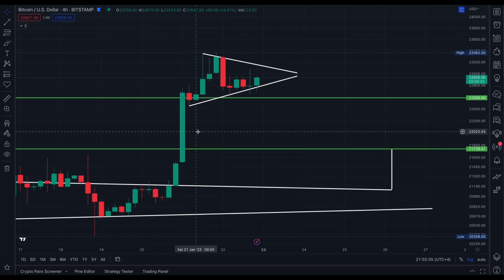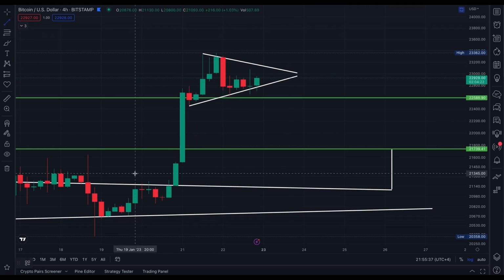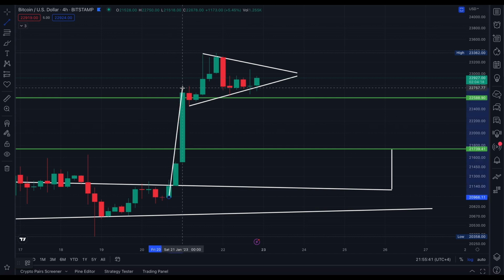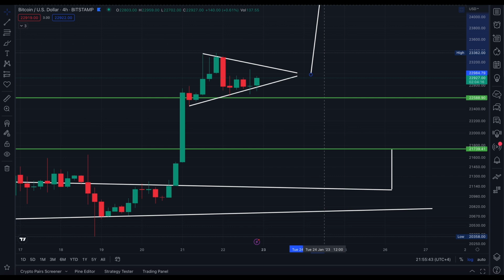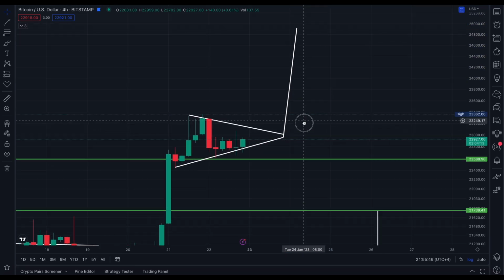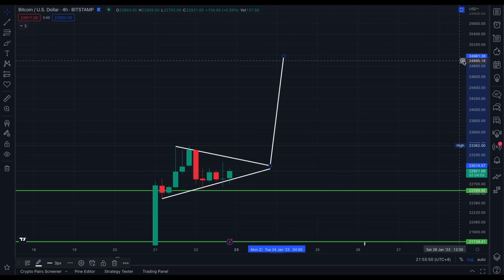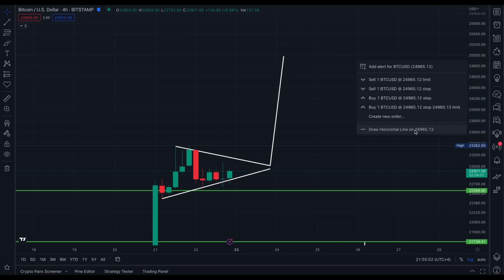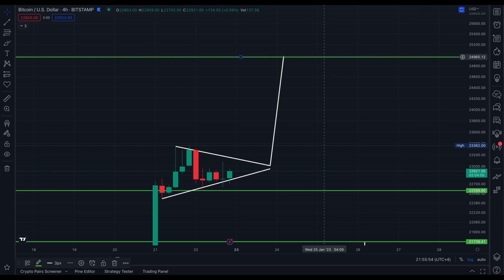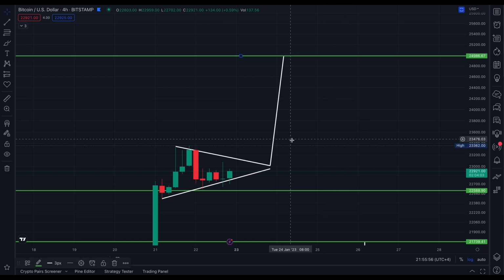So this is what we're looking at. It's basically the exact same thing. As you can see, what you do is you measure the target from the pole of the pennant, and then you put it at the breakout zone, which is at the very end. If we were to break out at the very last minute, then there we go, and this would be the target. So 24.9k would be the target, actually a bit higher, around $25,000, which is insane.